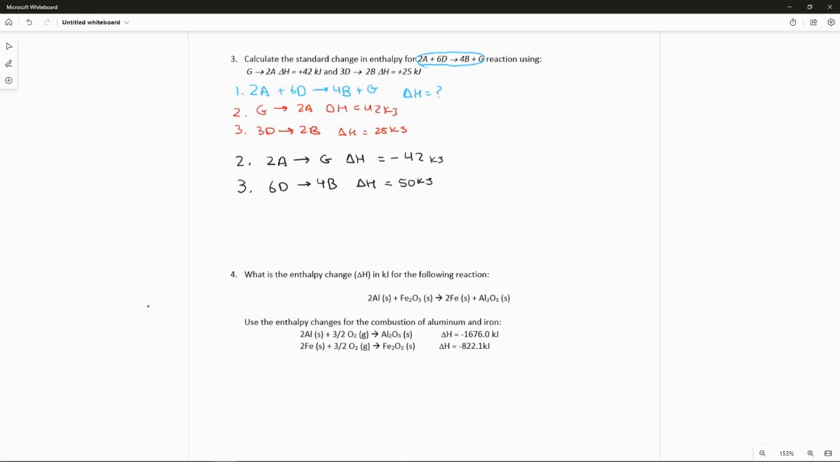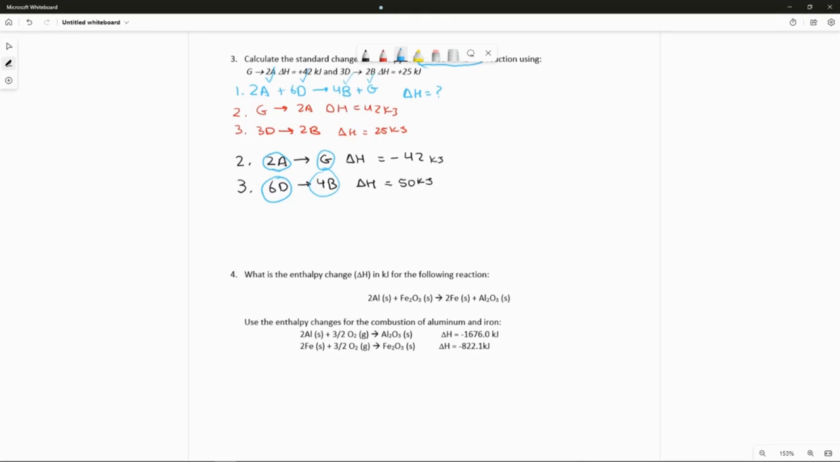Alright, now we can compare with our main equation. Our main equation is 2A plus 6D, arrow, 4B plus G. So we can take a look at our equation now, and we can see that there's a 2A, check, 6D, check, 4B on the right, check, and G on the right of the arrow as well. And therefore, our equation is now complete.